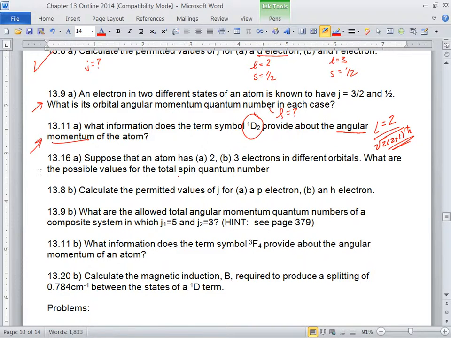Suppose that an atom has, so stop me if I'm moving along too fast. Suppose an atom has 2 electrons in different orbitals. Draw a bunch of orbitals here, and there's 2 electrons in different orbitals. What are the possible values of the total spin quantum number? So how would you start this out? First, when they talk about the total spin quantum number, what symbol are they referring to? Small s or big S? Big S, because it's total. You just have to get used to this. It's not that hard once you get used to it.